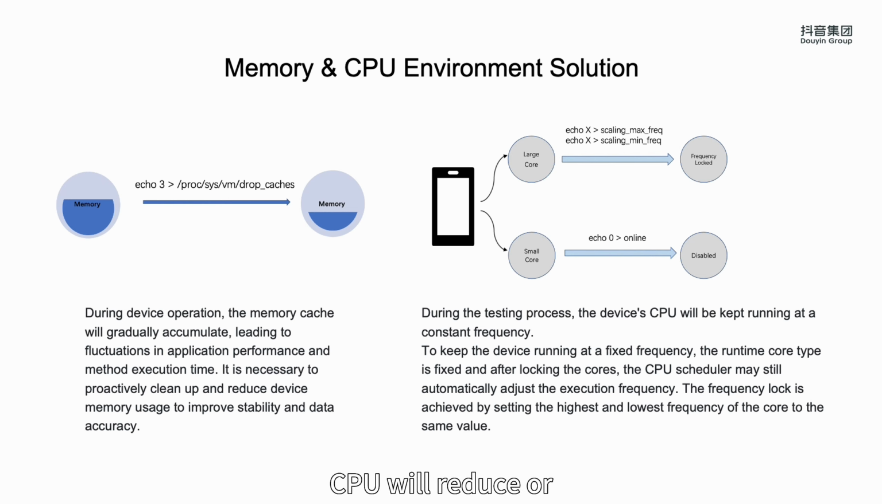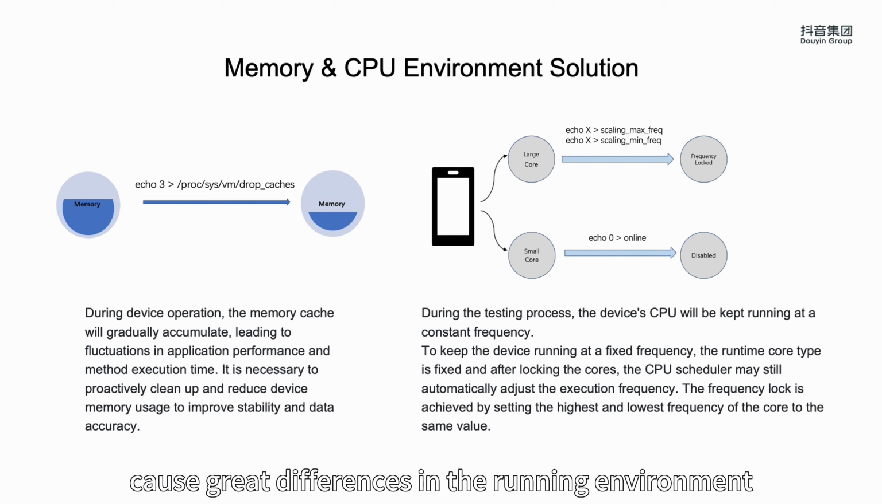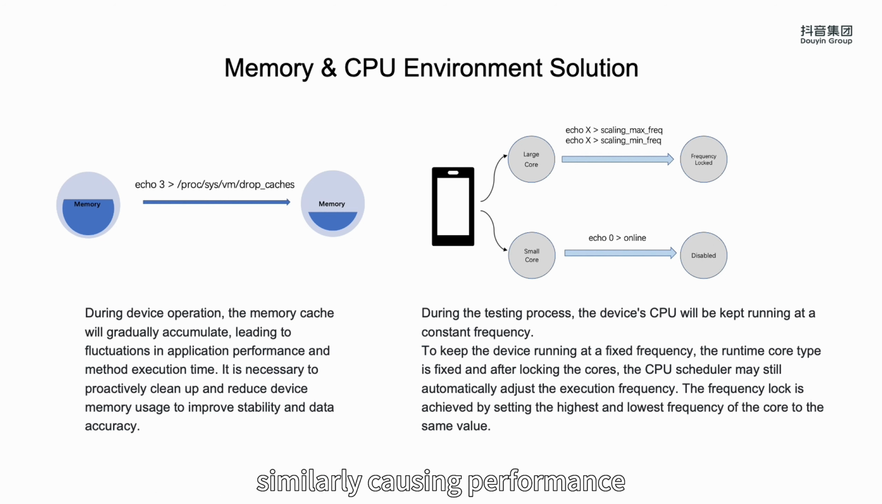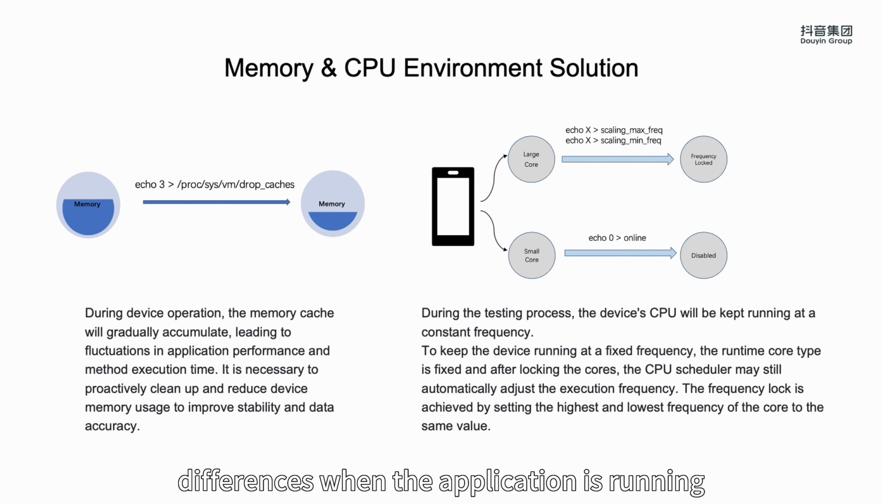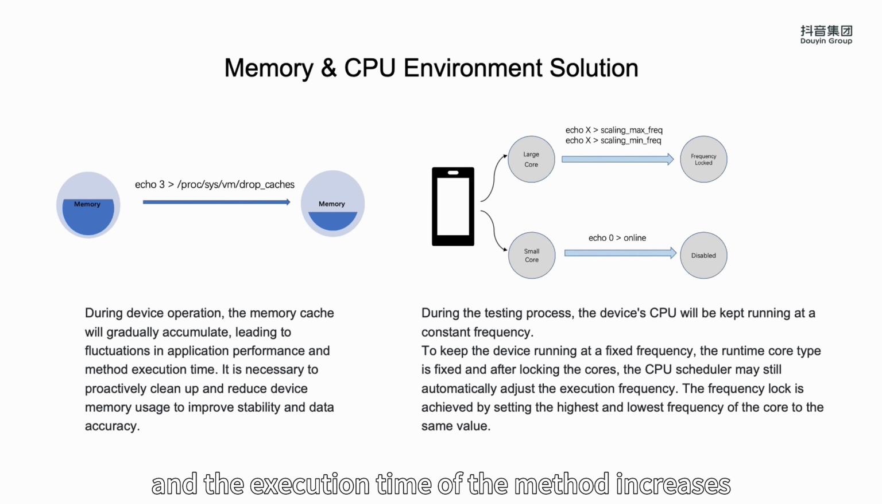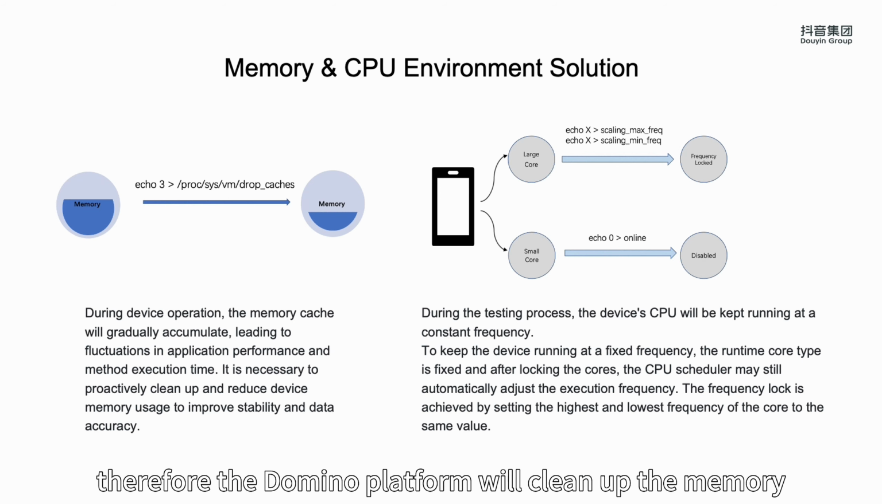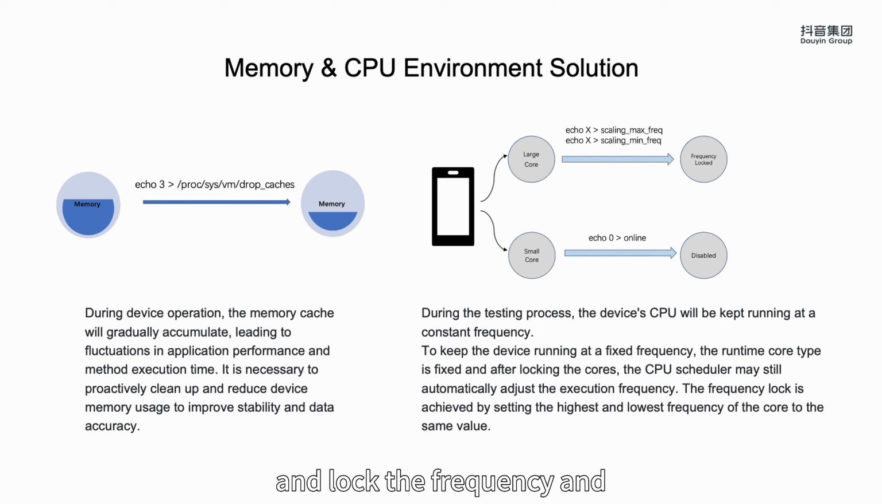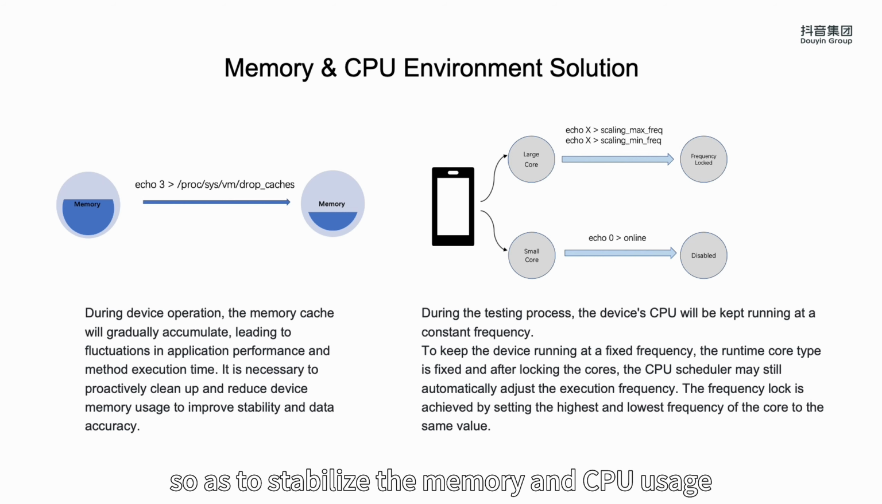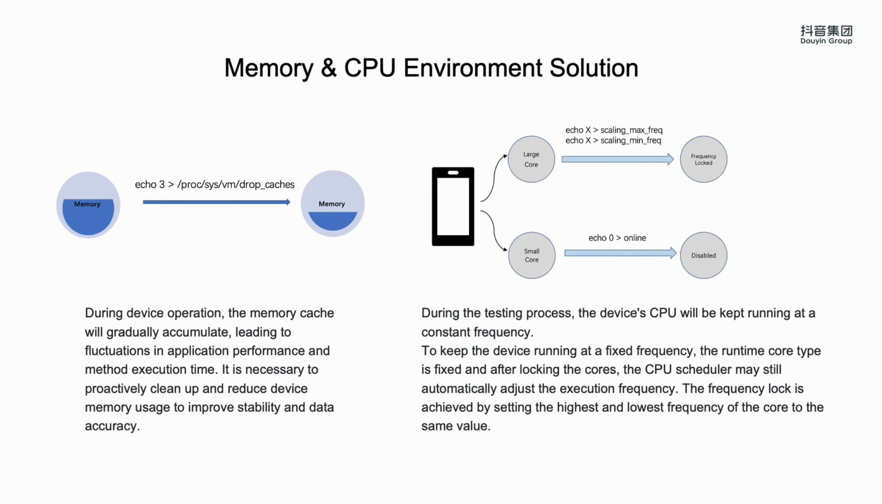The CPU will reduce or overclock the frequency according to the load of the equipment, which may still cause great differences in the running environment, similarly causing performance differences when the application is running, and the execution time of the method increases to affect accuracy. Therefore, the Domino platform will clean up the memory and lock the frequency and core of the CPU before the task execution, so as to stabilize the memory and CPU usage.